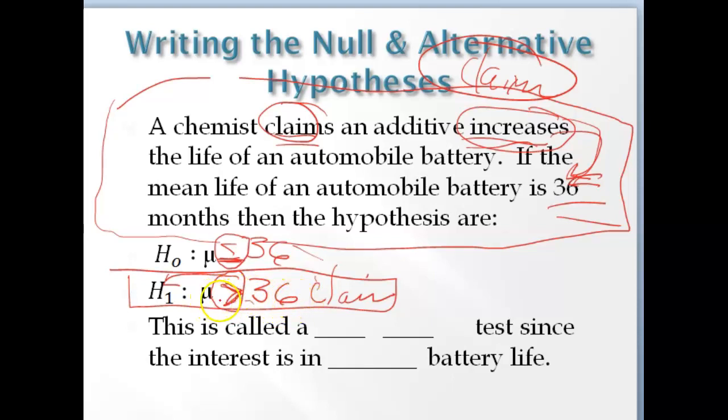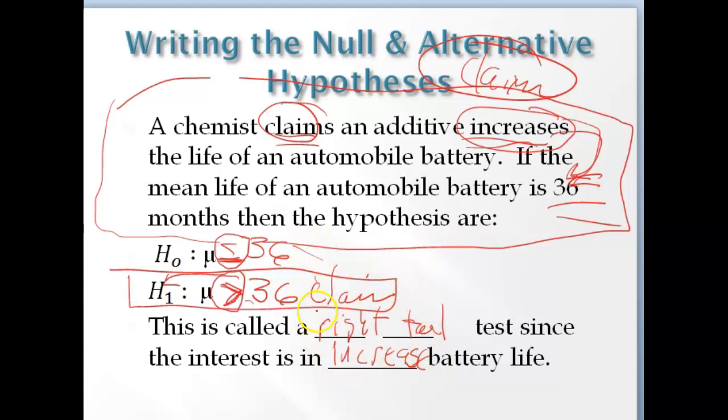And if a number is greater than 36, then its complement would be some other number that is less than or equal to 36. And this is called a right tail test, since the interest is in increasing the battery life. So this is what we call a right tail test.